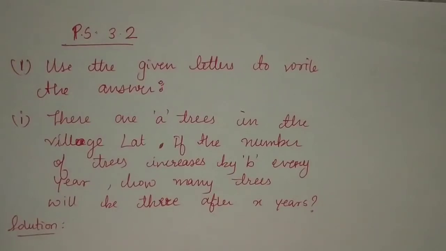So if the number of trees increases by b every year, in 1 year it is increasing by b, in 2 years it will increase by 2b, in 3 years it will increase by 3b, and in x years it will increase by xb. So what will be our equation? The number of trees which are already there, so a plus bx, or x into b. I hope it is clear to you.